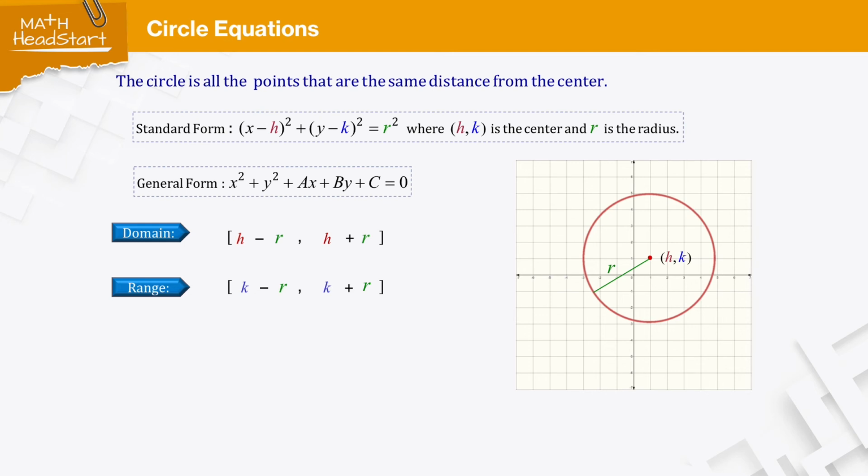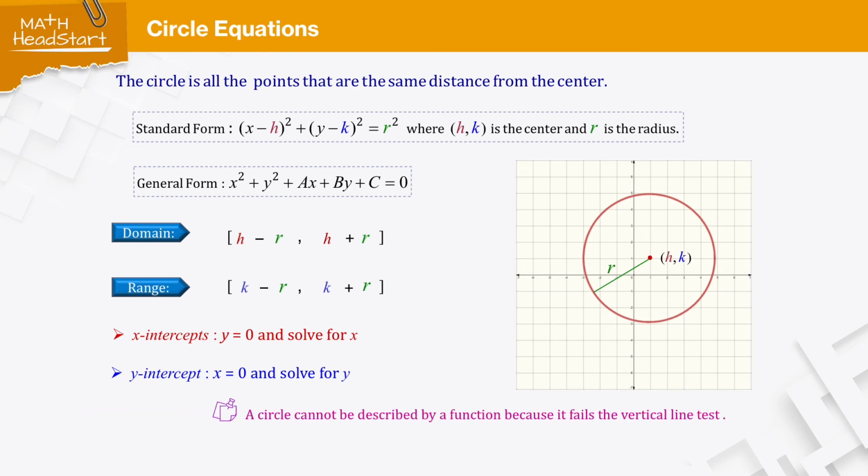To find the x-intercept, let y equal 0 and solve for x, and let x equal 0 to solve for y for the y-intercept. Please note that, unlike previous graphs, this circle cannot be a function as it fails the vertical line test. When a vertical line is drawn and the line meets more than one point, then it is not a function.